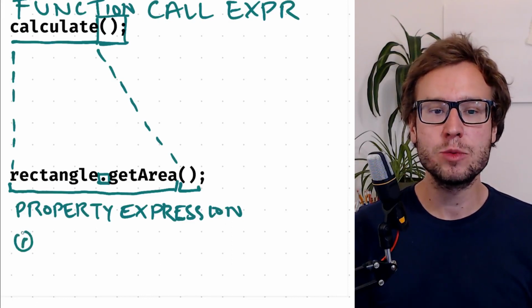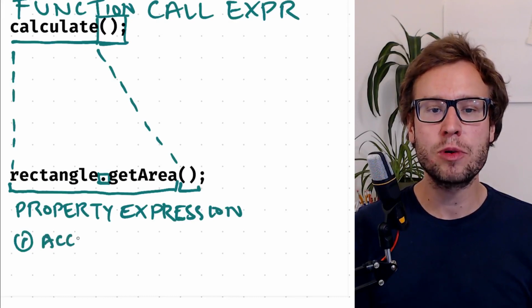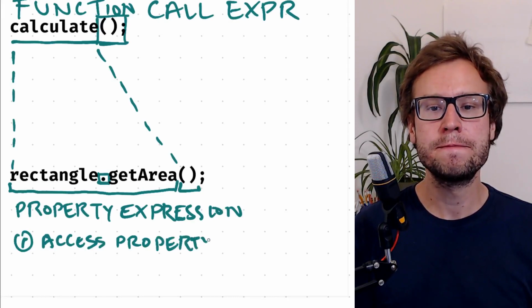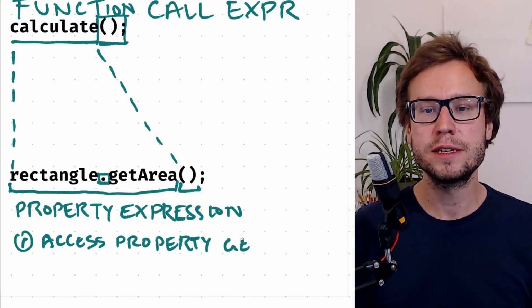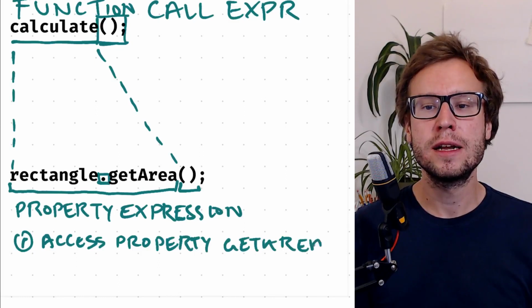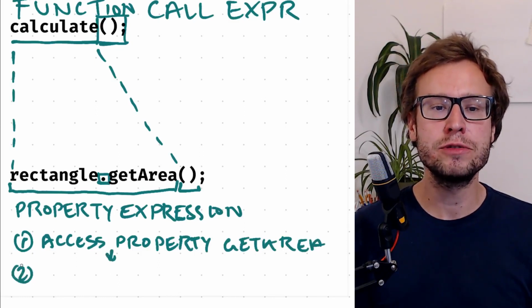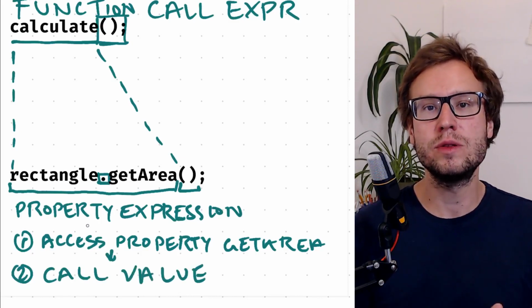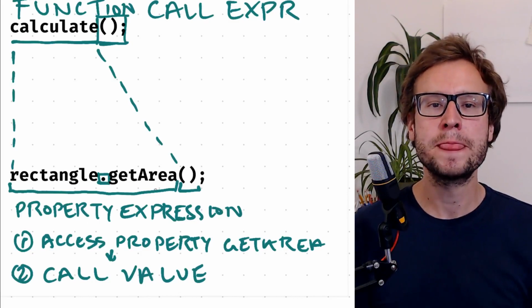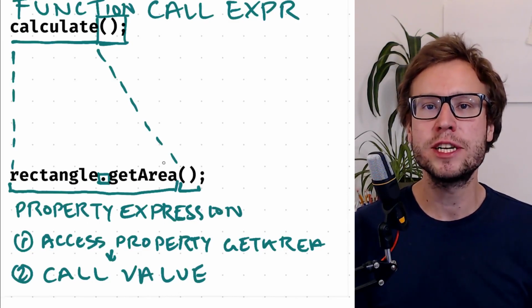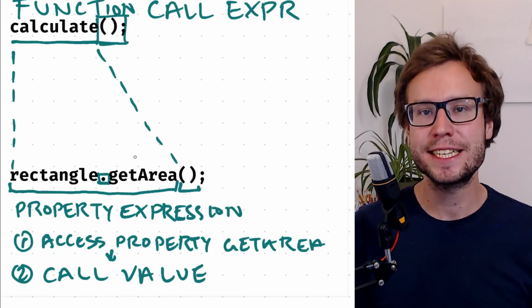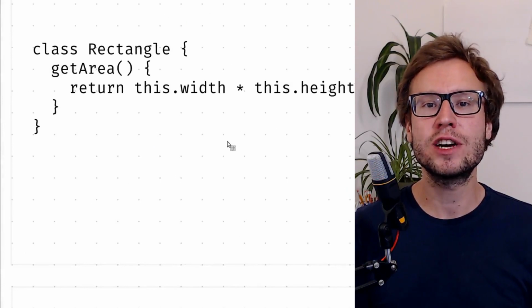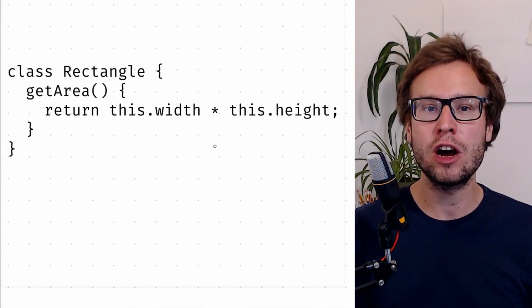The way that happens is, first of all, we access the property called getArea, and then this value, we call that value. We call the function, but the function is a value that we're calling. That's what makes it a method call. That's pretty much it. The fact that we are first accessing a property and then using it to call a function. So that means that this function already exists on that object.